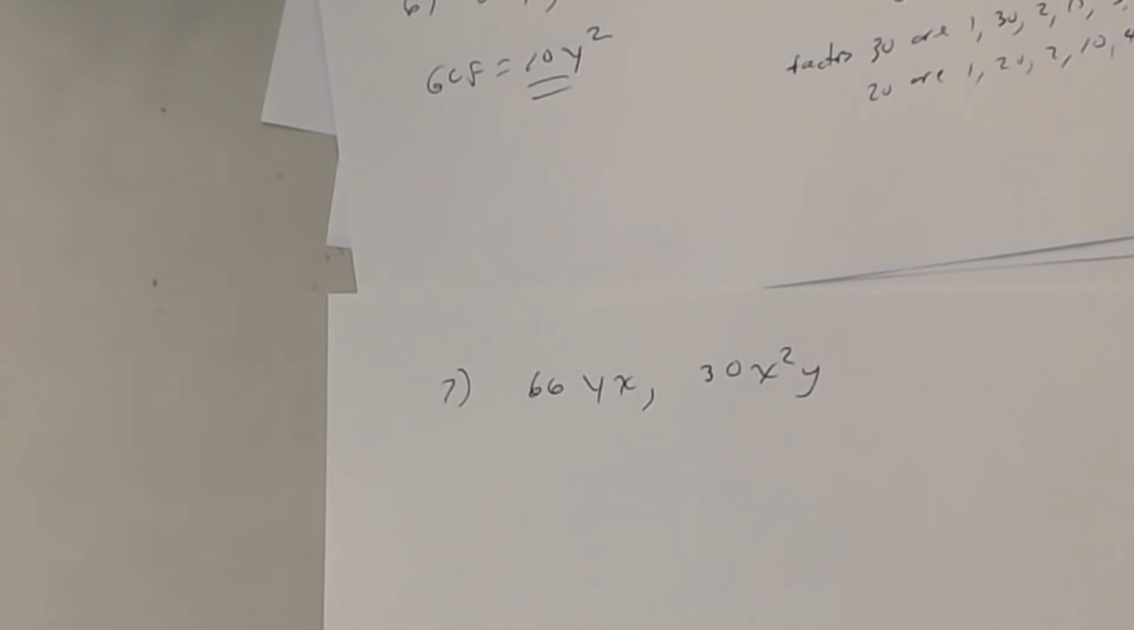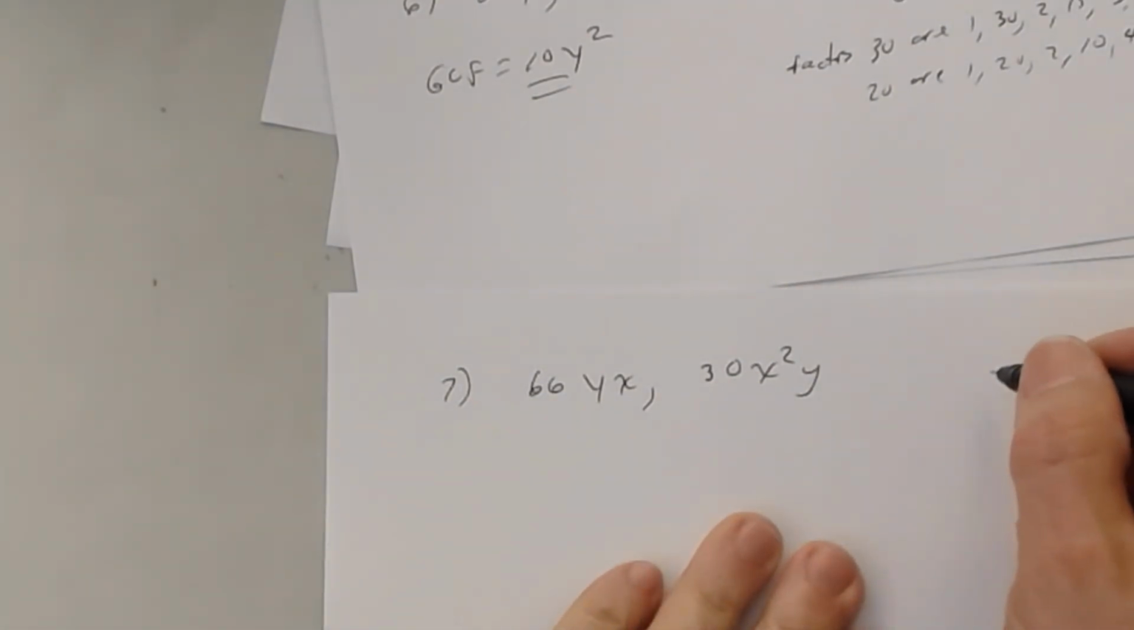Someone said 6. Oh, 6 is a factor of 30. 6 times 5. And that's okay. I'm glad you did that. So she said 6 is not a factor of 30, but it is, because 30 is 6 times what? 5.